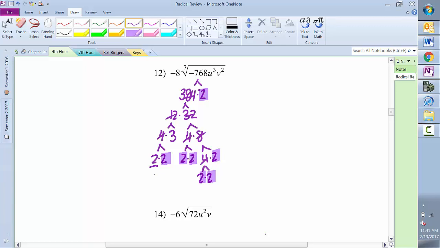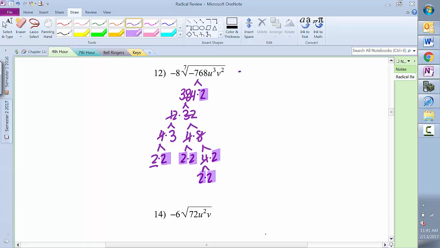Now, for the U's and the V's, can I pull anything out? No, because look, the power is less than the index. So there's no way I'm going to ever pull anything out. I only have 3 U's. There's no way I can pull 7 of them.